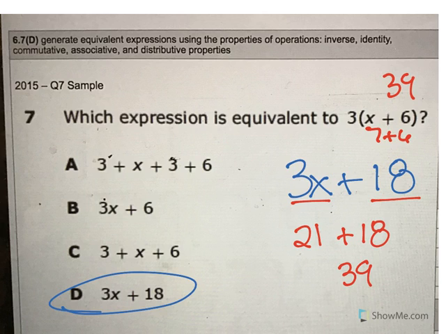All right, well, this is our video on 6.7D on our properties of operations. They can get a little complicated at times, but these properties are really important as you go into 7th and 8th grade, and especially algebra. So I hope this has made sense.